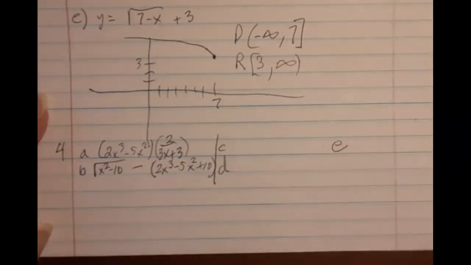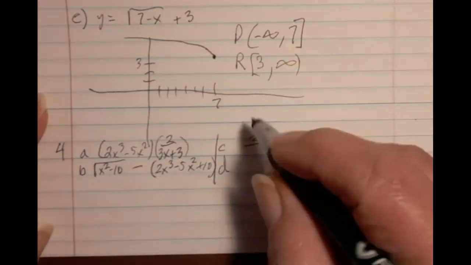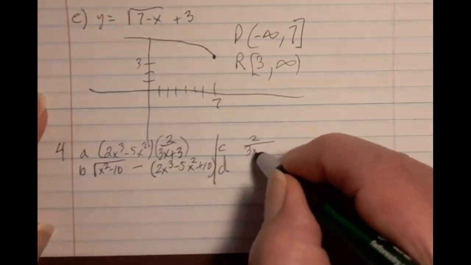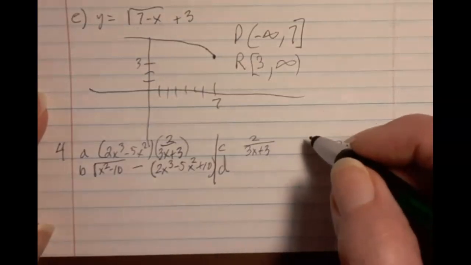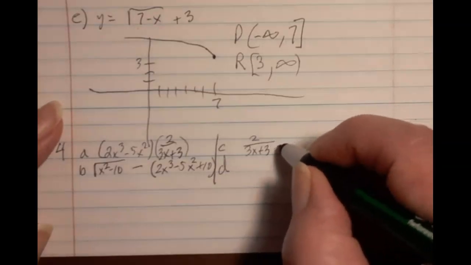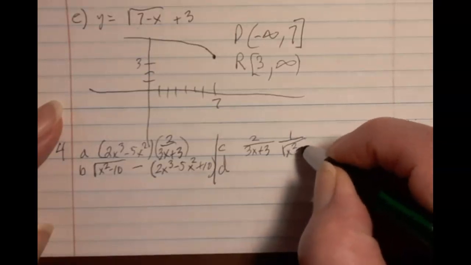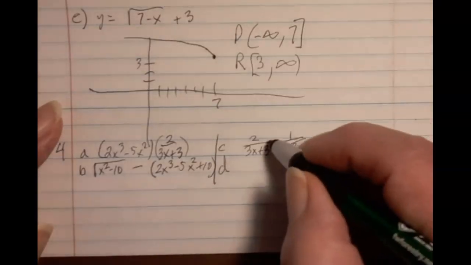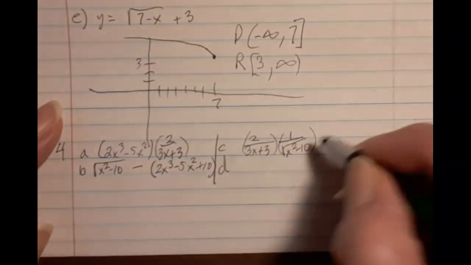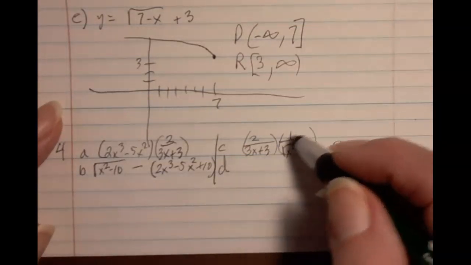For part C, it's w over g, so it's 2 over 3x plus 3 over g, which is the same thing as 1 divided by g, so I can really just do 1 over g, which is the square root of x squared minus 10. You might feel more comfortable with parentheses, that'll work. So w divided by g is the same as w times 1 over g.